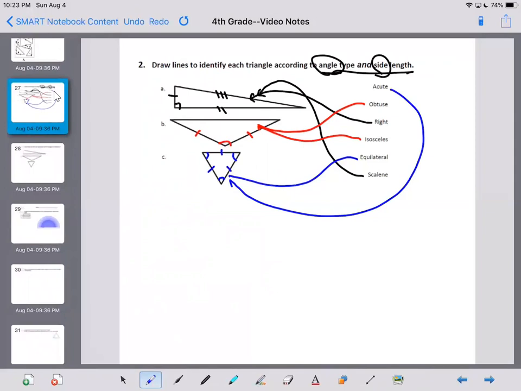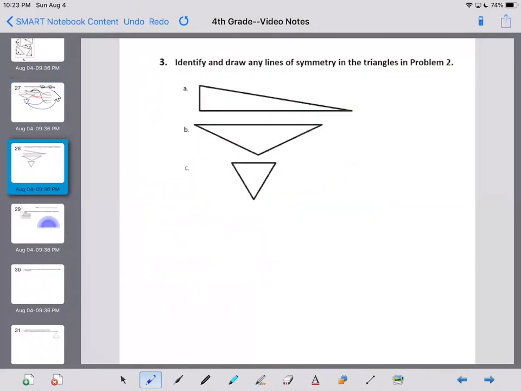And then finally, the last part of this task is to identify any symmetry lines. With A, having different side lengths, I cannot do that. So there's not a line of symmetry there. There is a line of symmetry on part B, and then part C, there would be a line of symmetry here, here, and here. So this would have 0 lines of symmetry, 1 line of symmetry, and this one would have 3 lines of symmetry.